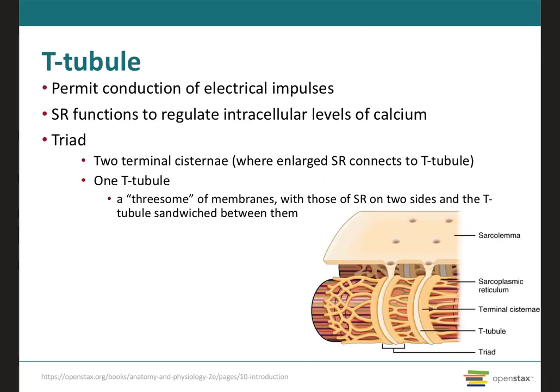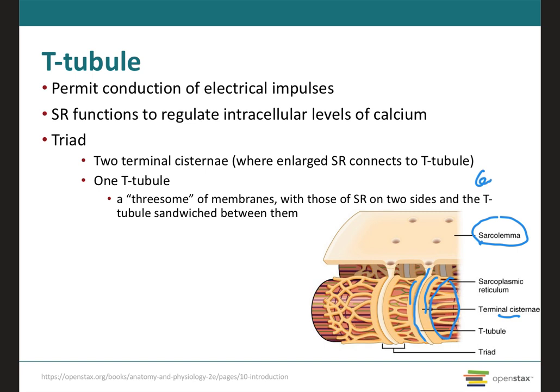Let's look at the structures that we have here. This would be part of a muscle fiber. Surrounding the muscle fiber is the sarcolemma, so the membrane. There are invaginations of the membrane that are called T-tubules that come down. And around the T-tubules, we're going to have these two terminal cisterns, which are enlargements of the sarcoplasmic reticulum right over here.